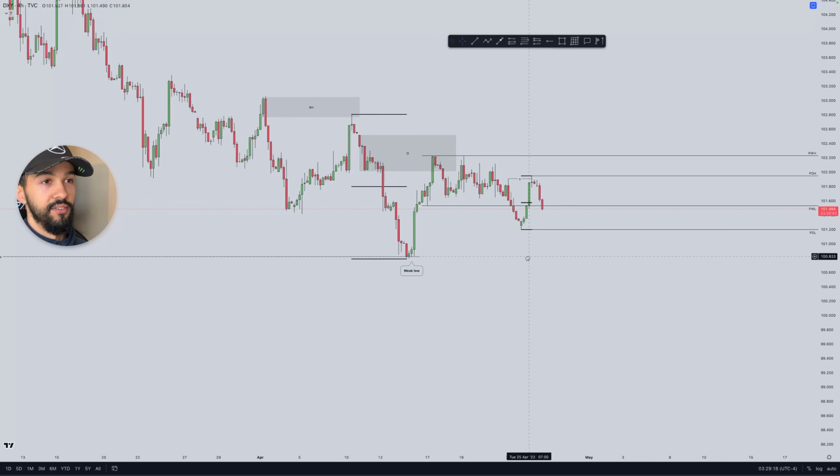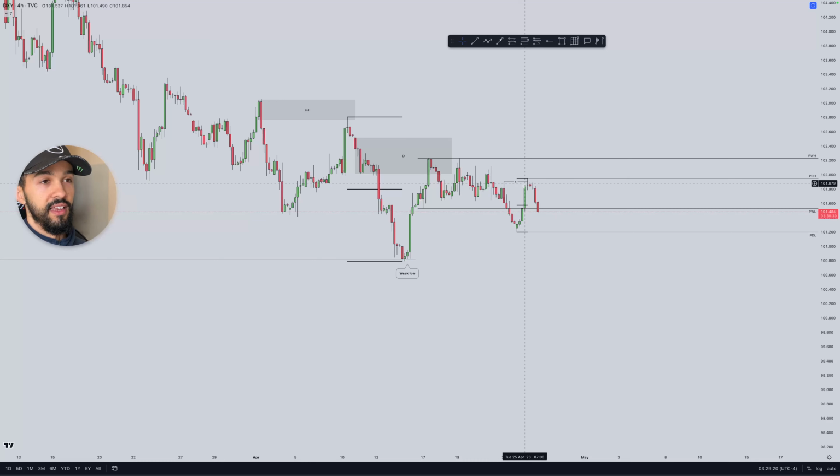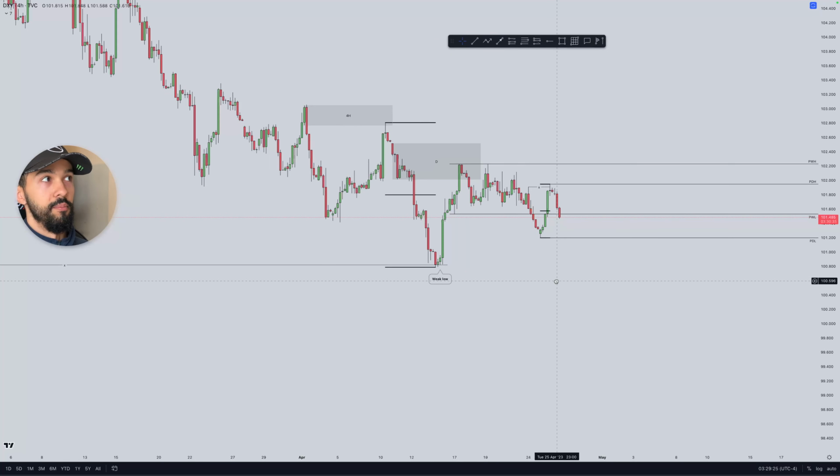Sell side liquidity eventually, right? We swept buy side liquidity. It's going to target sell side liquidity down here. So that's why I'm bearish on DXY, bullish on EU.